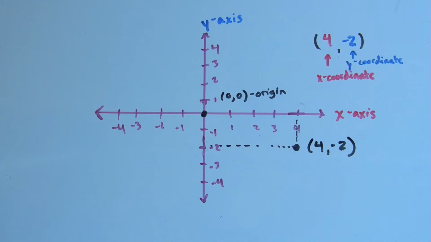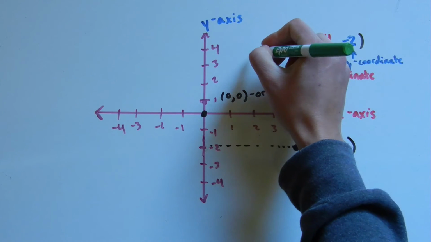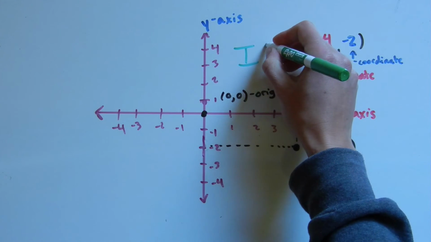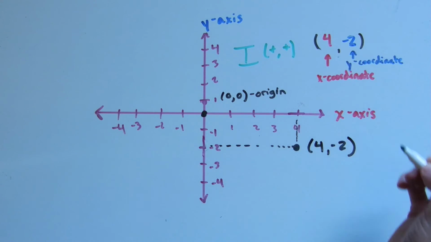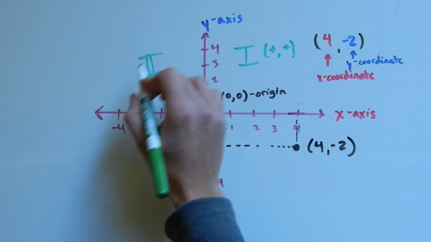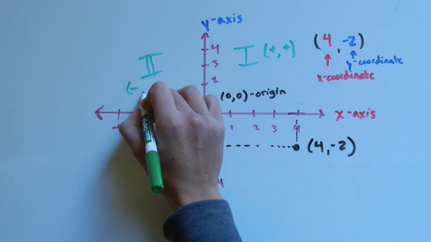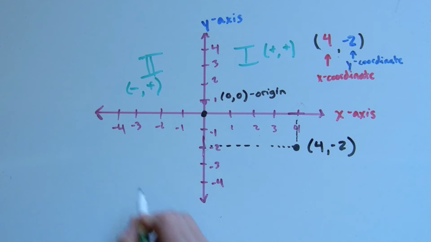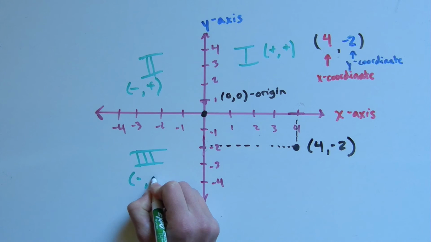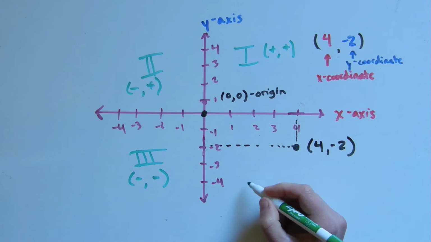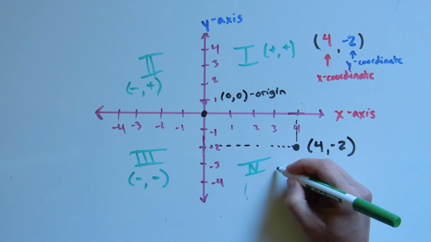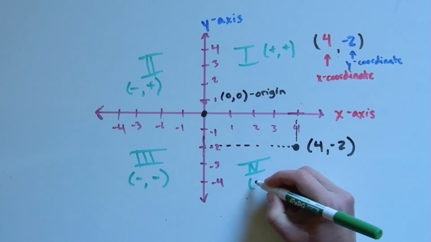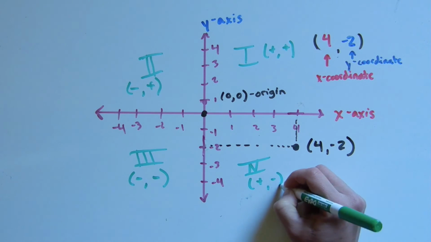Remember, we also went over quadrants, and I'll go over those really briefly. We have quadrant 1, and that would be where the x-coordinate is positive and the y-coordinate is positive. We have quadrant 2, that would be where the x-coordinate is negative and the y-coordinate is positive. We have quadrant 3, that would be where both x and y are negative. And we have quadrant 4, and that is where the x is positive and the y is negative.